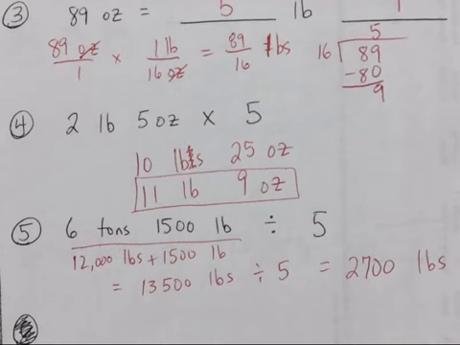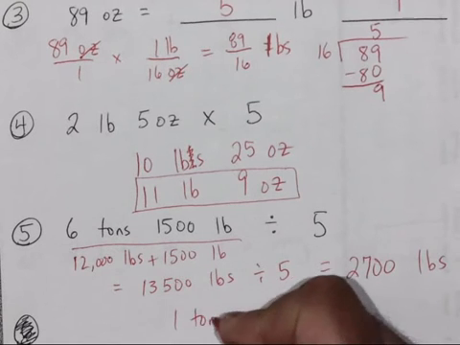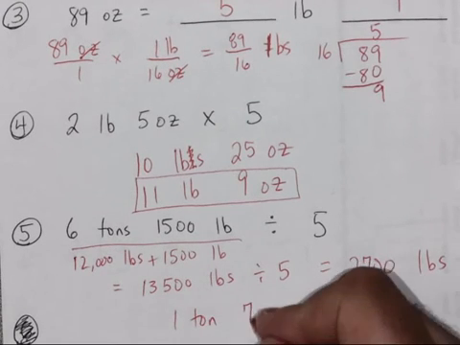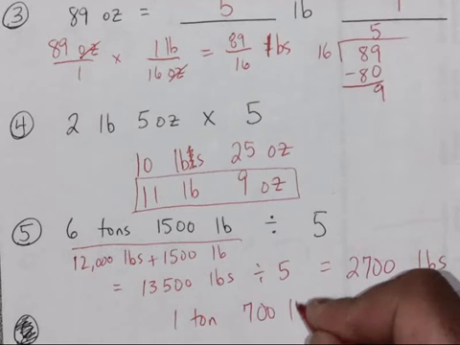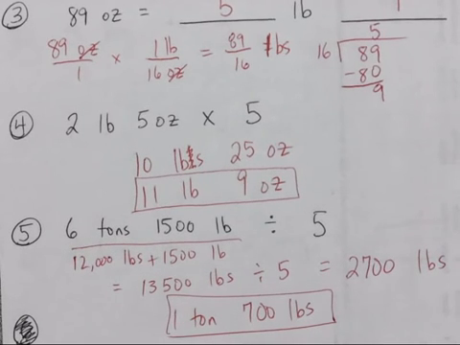If we divide that by 5, and then I can convert it back, I know that 2,000 pounds is a ton. So then 2,000 of these pounds make a ton, and I'd have 700 pounds left over. So 1 ton, 700 pounds. That seems to be the easier way to work these problems.